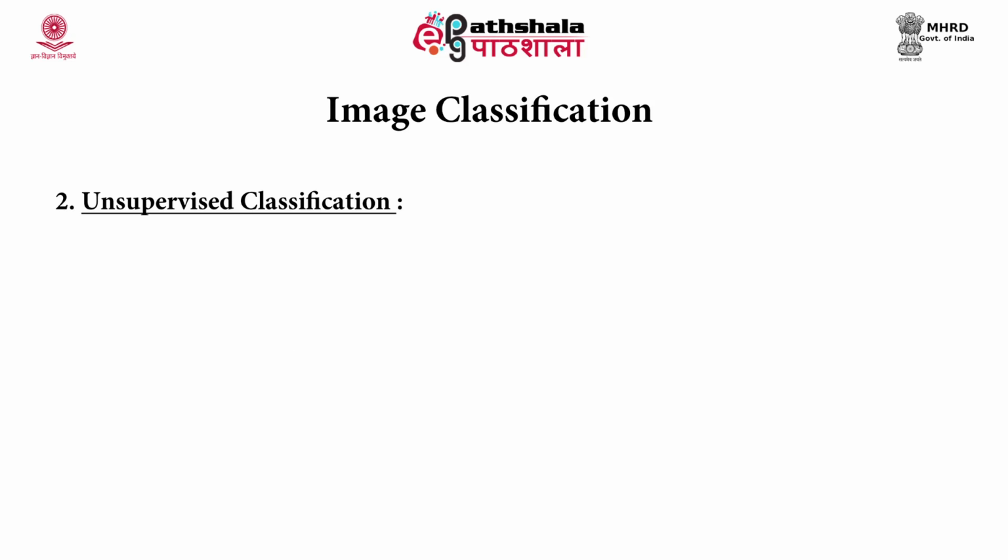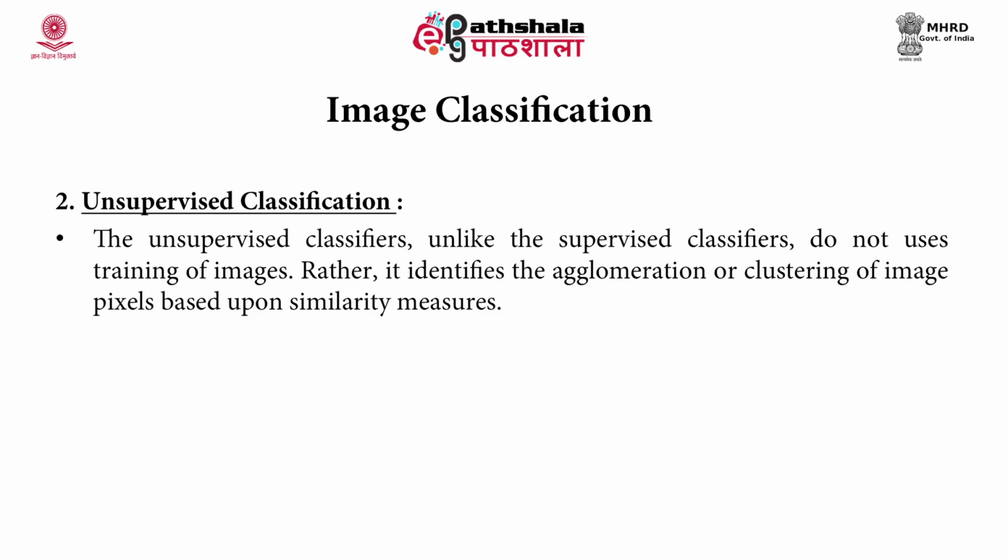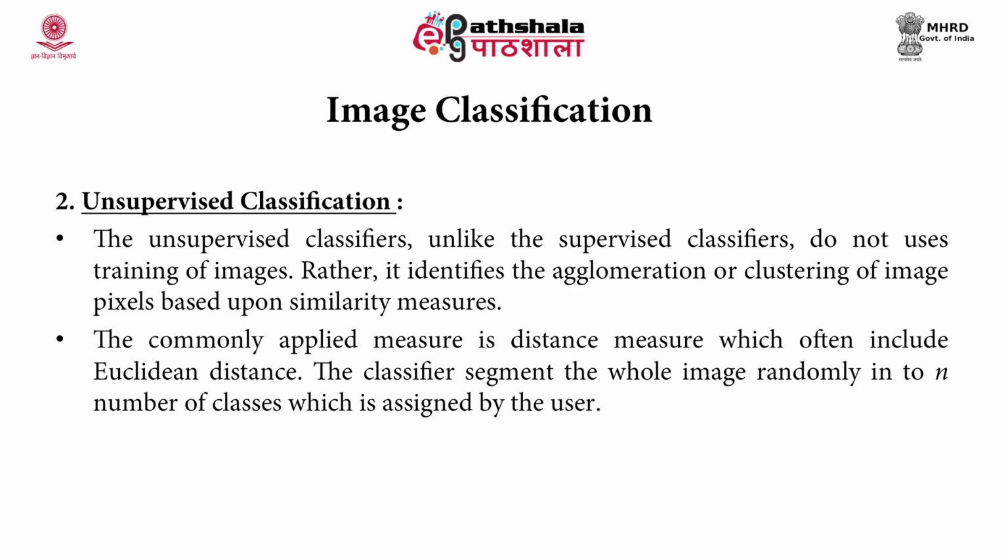The second one is unsupervised classification, which, unlike the supervised method, does not use training sets of images. Rather, it identifies the agglomeration or clustering of image pixels based upon similarity measures. The commonly applied method is distance measure, which often includes Euclidean distance. The classifier segments the whole image randomly into n number of classes, which is assigned by the user.